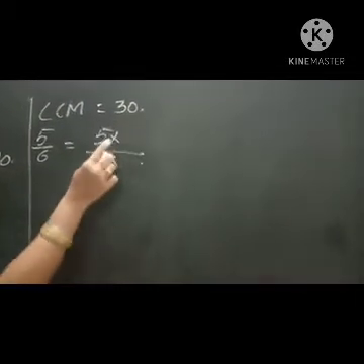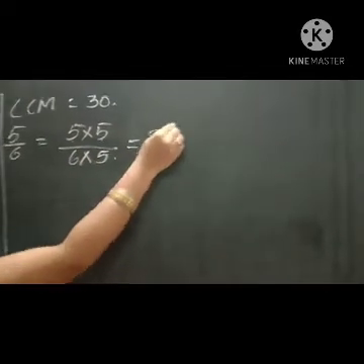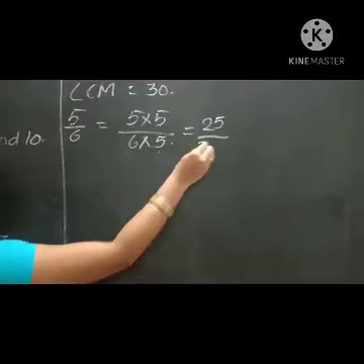The first one is 5 by 6 is equal to 5 into 6 into. In the 6 table, 30 how many times? 5 times. Here also we have to write 5. 5 5s are 25. And next 6 5s are 30.